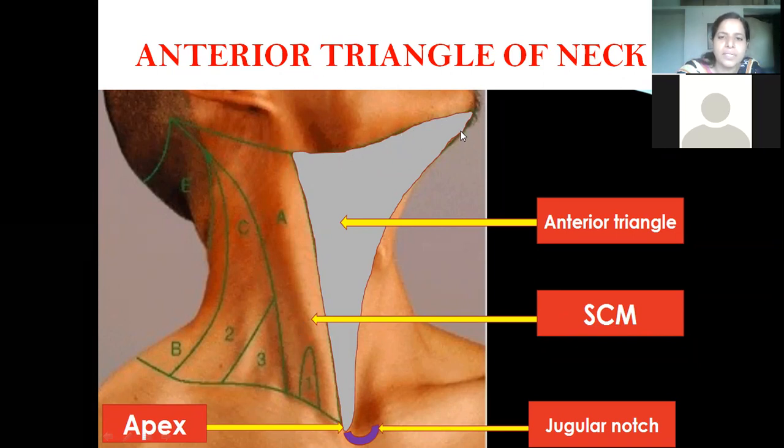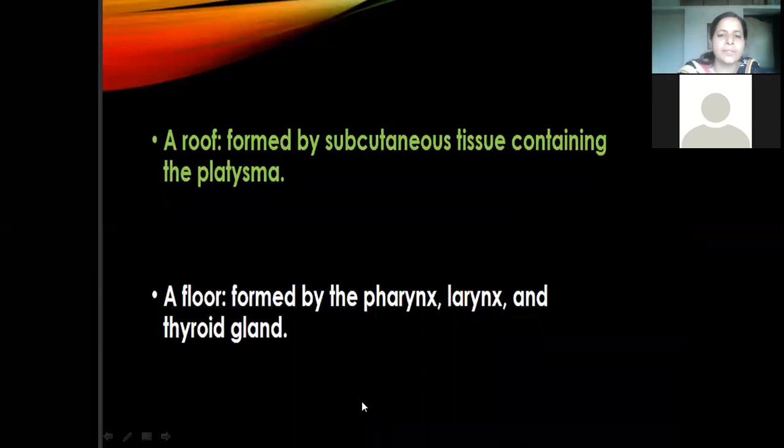And this is the anterior line which is passing from the symphysis menti, symphysis menti to suprasternal notch. It goes like this. So the base of the triangle is this, and the apex of the triangle is this. That means the meeting point of the sternocleidomastoid with the suprasternal notch, also called the jugular notch. So that is the apex.